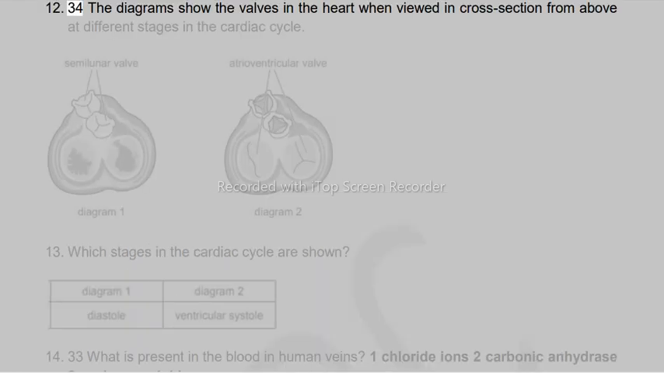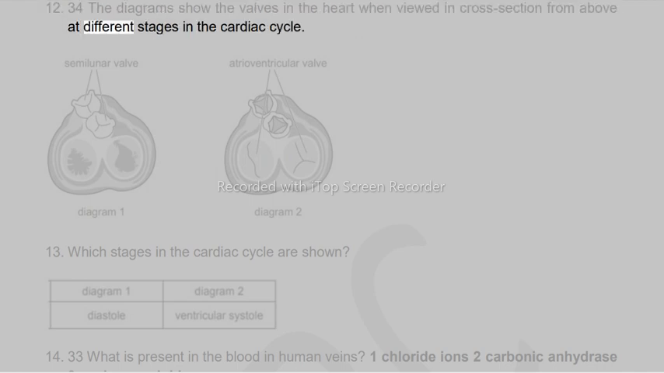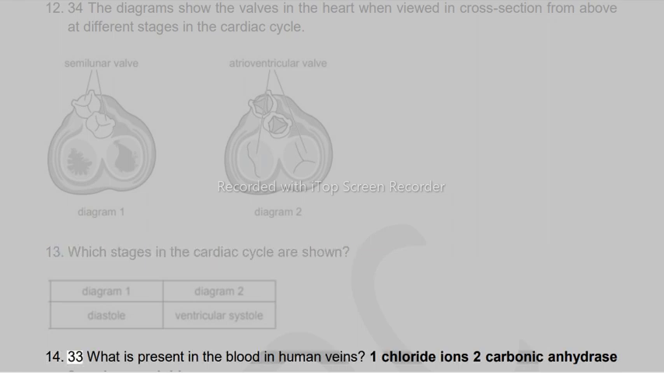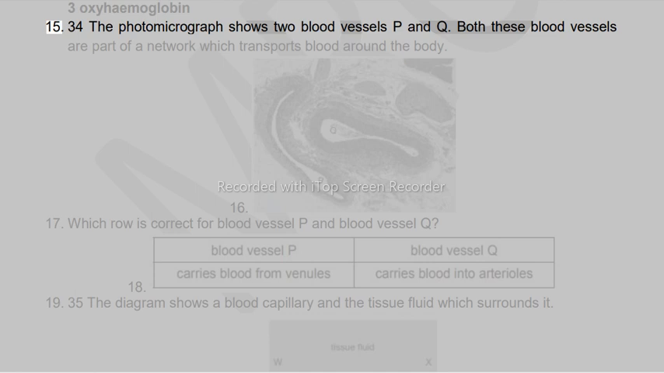12. The diagrams show the valves in the heart when viewed in cross-section from above at different stages in the cardiac cycle. 13. Which stages in the cardiac cycle are shown? 14. What is present in the blood in human veins? 1 chloride ions, 2 carbonic anhydrase, 3 oxyhemoglobin.